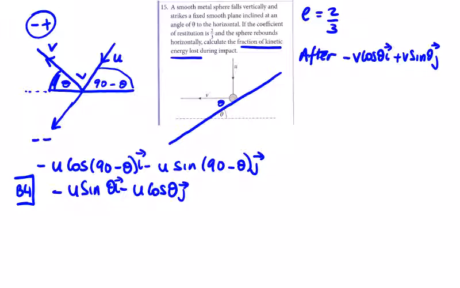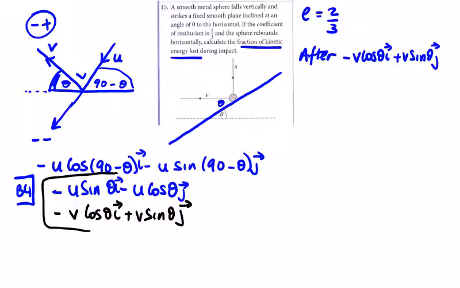So we can simplify some of these equations. We have our before and after. I'll write them underneath each other. Minus V cos theta in the I direction plus V sine theta in the J direction. It's hard to see exactly where this is going. Now we can definitely equate these two I parts, they are not going to change. So U sine theta is equal to V cos theta. This might help us in a minute.